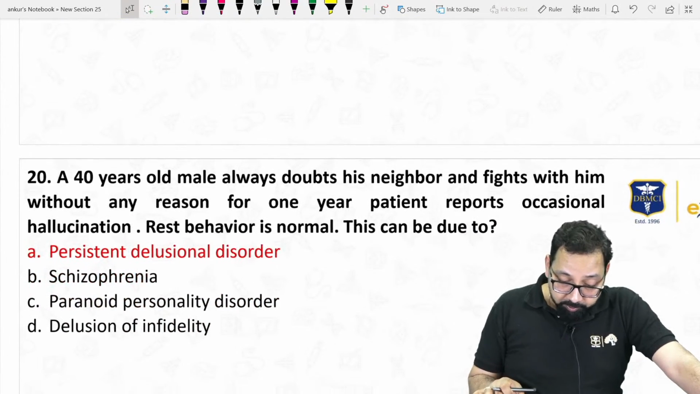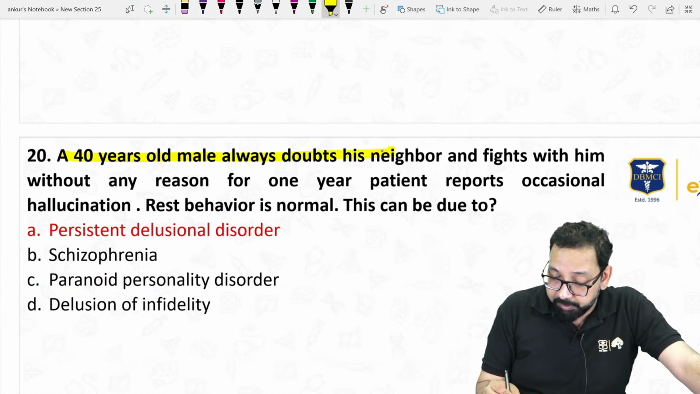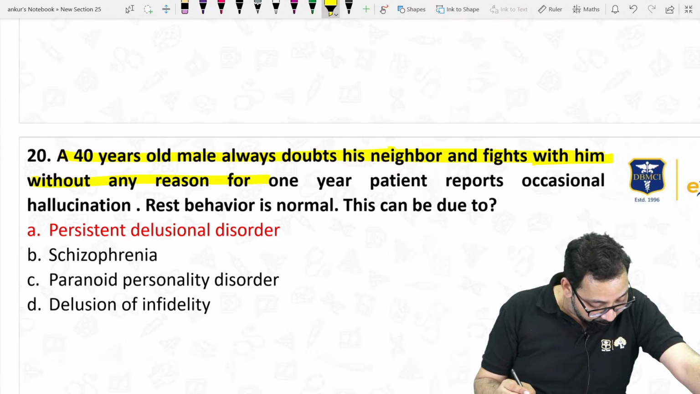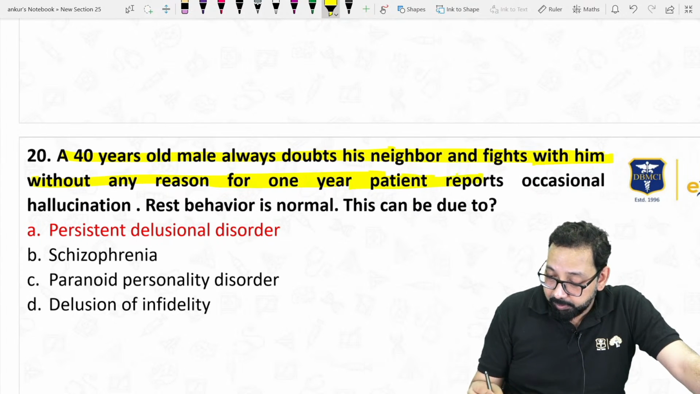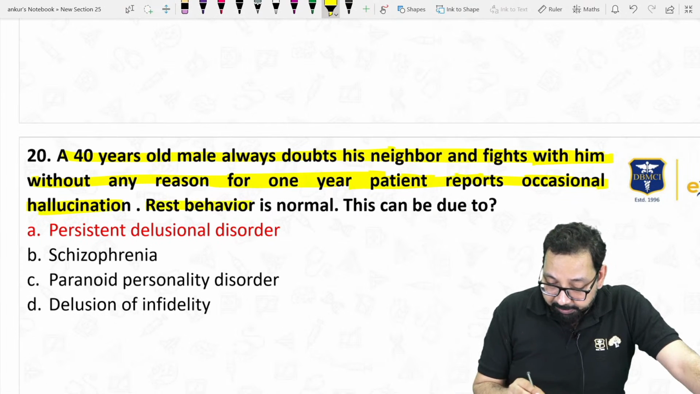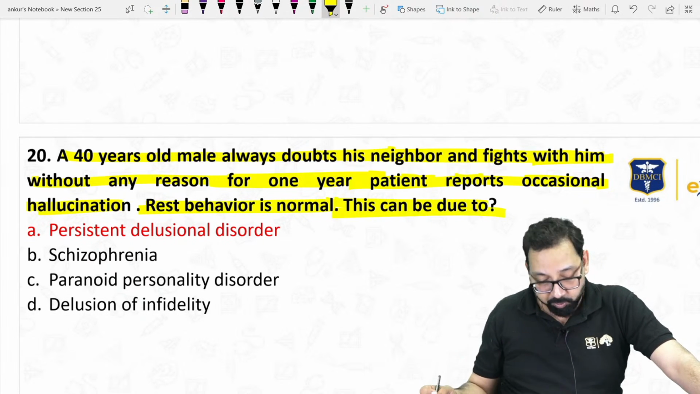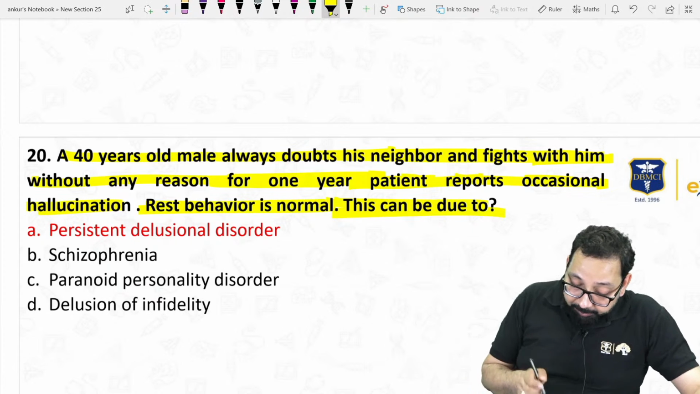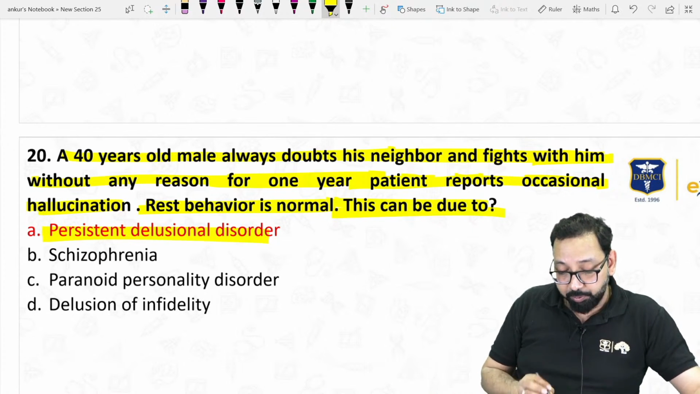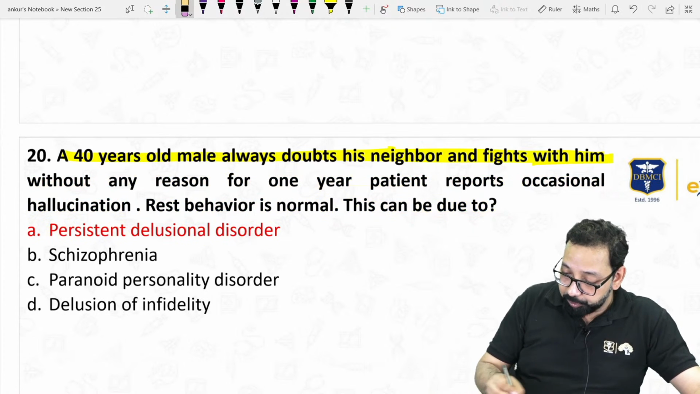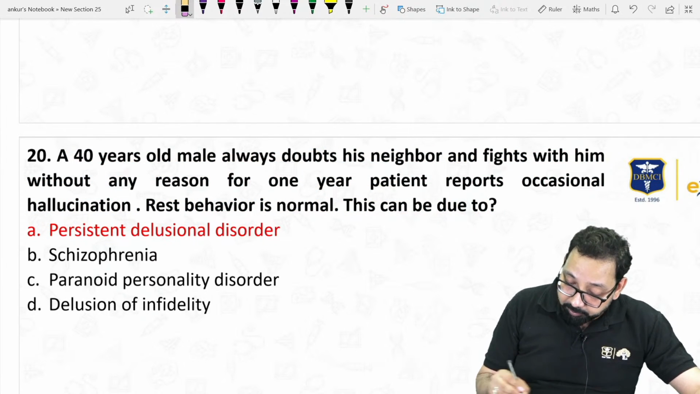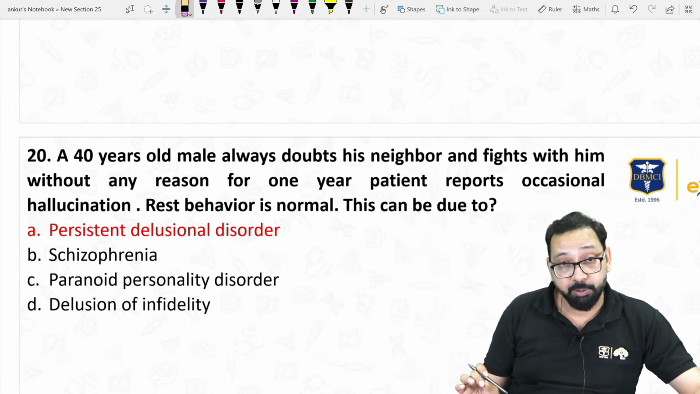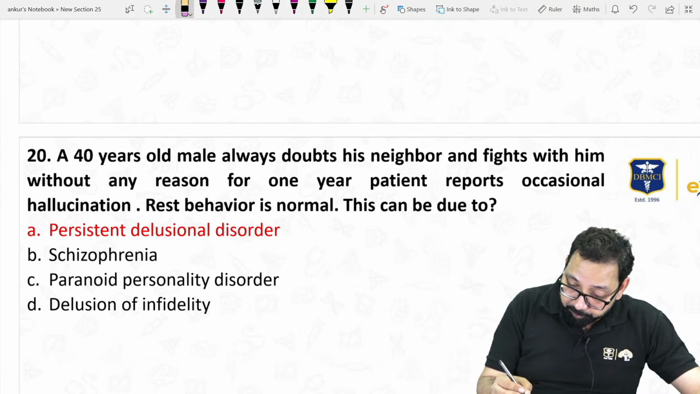Yes. Next question. A 40-year-old male always doubts his neighbor and fights with him without any reason for 1 year, reports occasional hallucination. The rest of his behavior is normal. This can be due to? Yes, the answer is persistent delusional disorder. Remember this point. In this question, the patient doubts his neighbor and fights with him, meaning he is having delusion of persecution.